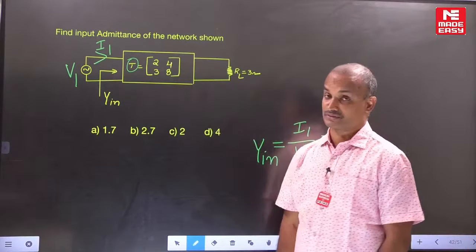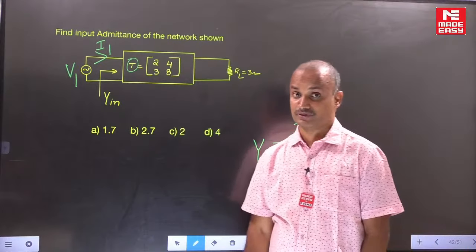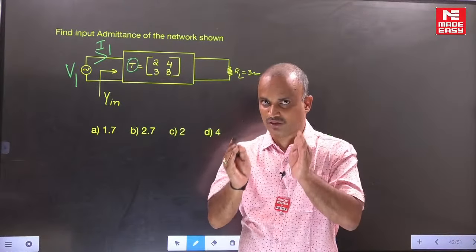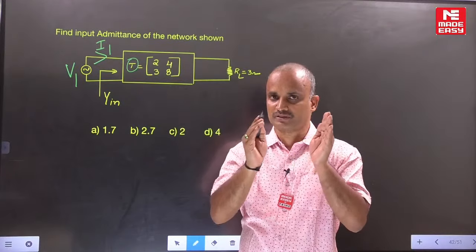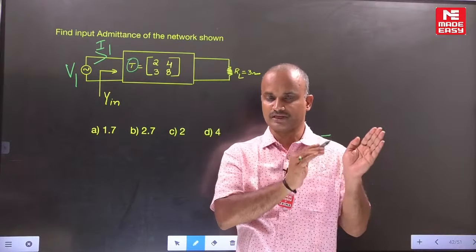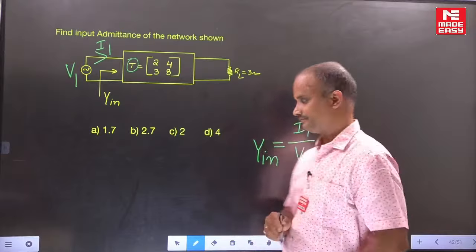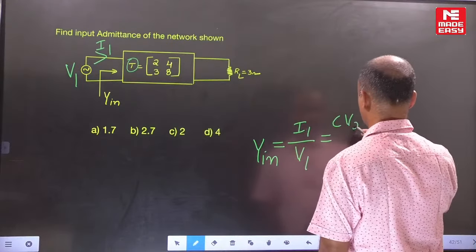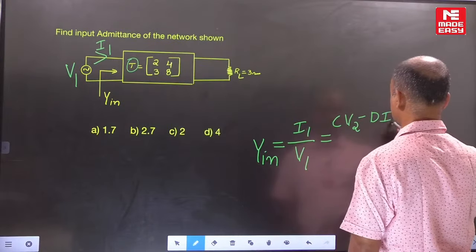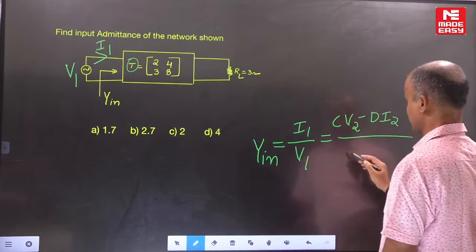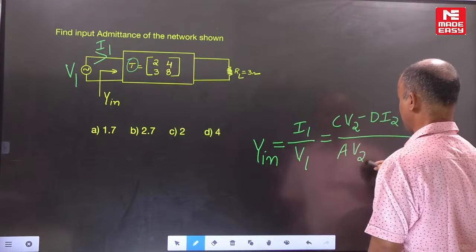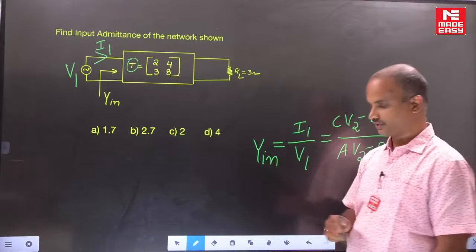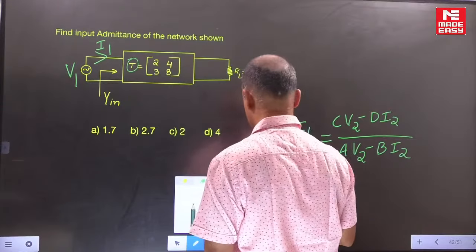In the question, which parameters are given here? Transmission parameters. That means ABCD parameters are given. Try to remember all the equations corresponding to Z parameters, Y parameters, H parameters, ABCD parameters. What are the standard equations for this? Now we write I1 equals CV2 minus DI2. And V1 equals AV2 minus BI2. Okay. Now come to the output terminals.